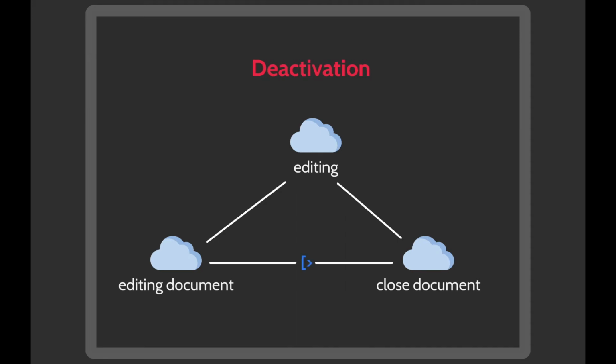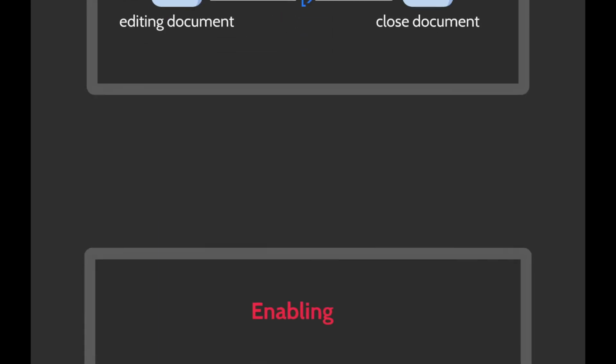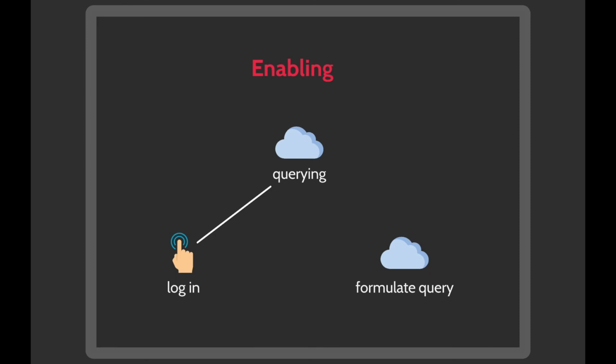To specify that the second task cannot begin until the first task is performed and finished, we use enabling. For example, a user cannot formulate a query until he has logged in. And we use this symbol to express this.